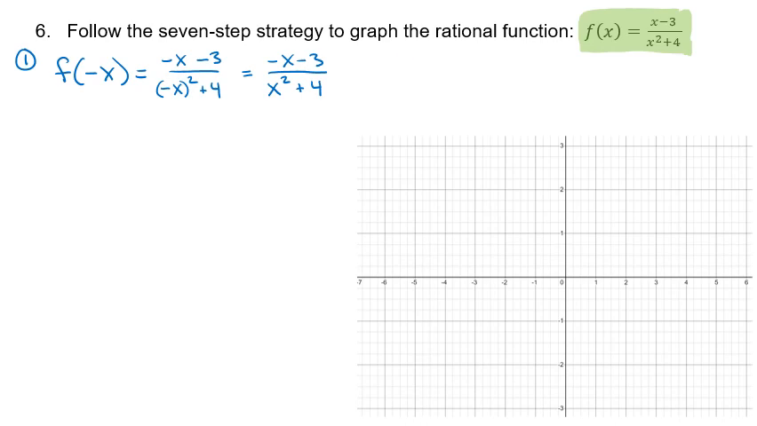So let me write our results in green. Not even. We don't get our original function back, and we don't get the negative of the original function. Not every sign changed. The x on top became negative, but the minus 3 stayed minus 3, so it's not odd. So just like the last problem, it's neither even nor odd. Again, most functions are not symmetric.